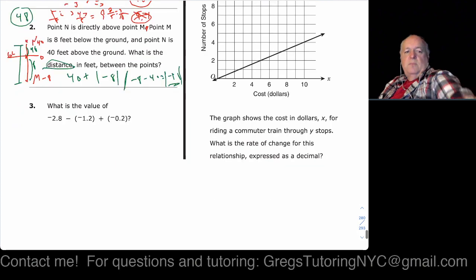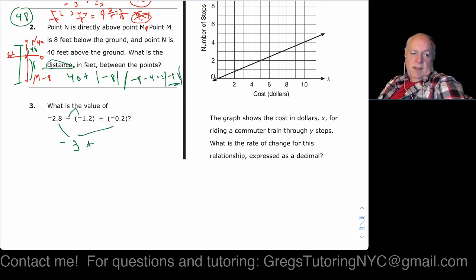And the last one is number 3, append this. So there's a couple ways to do this. I'm noticing that the minus 2.8 and the minus 0.2 is minus 3, right? And then this minus and this minus gives us plus 1.2, and that becomes 1.8 minus. All right, that's just one way to do it. There's other ways to do it. What could we have done here?